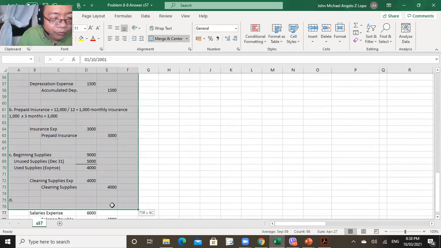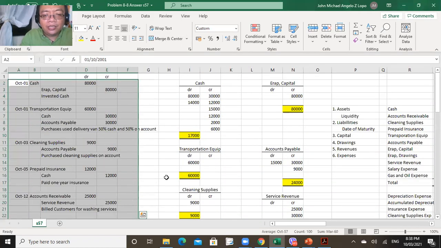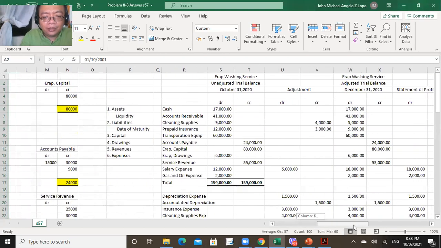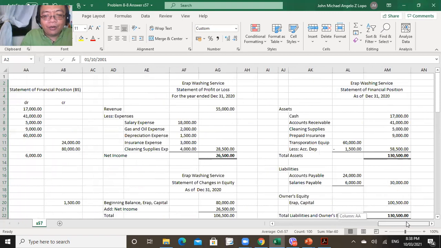And then the system will automatically generate a ledger. At the same time, the system automatically produces the worksheet, yes, automatic. And of course, you have your FS automatically.